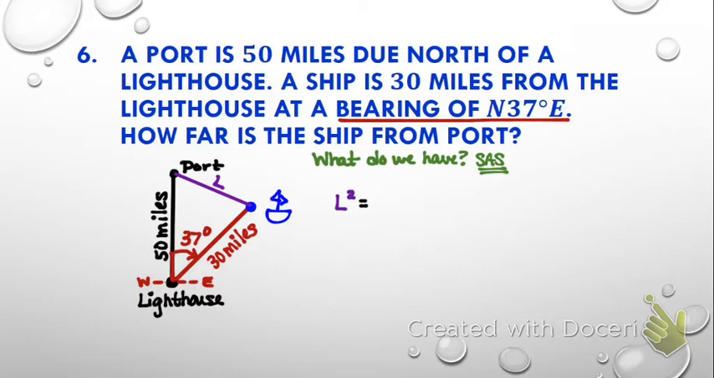Yep. We're going to take, I'm sorry, what did you say, Carrington? 30 squared plus 50 squared. Close. You're missing just one little piece. 2 times 30 times 50 times the cosine, yes. 2 times 30 times 50 times the cosine of 37 degrees.